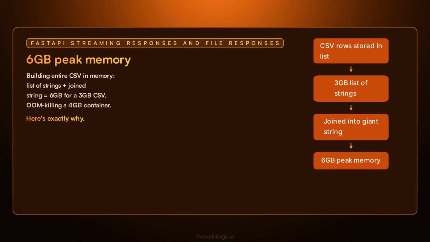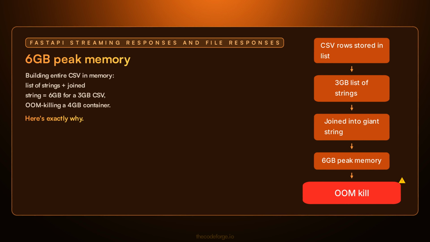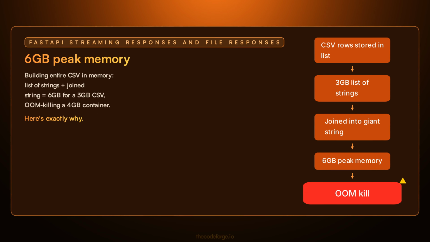CSV export crashed the server every time. 6 GB peak memory for a 3 GB file, and the container only had 4 GB. What broke? The endpoint built the entire CSV in memory before sending a single byte.